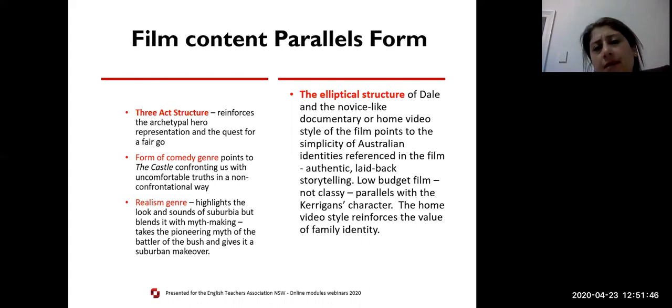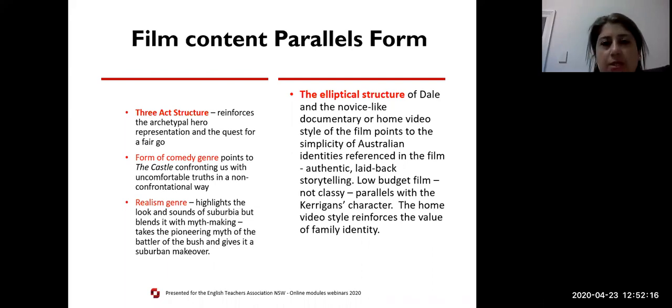And the other important thing to look at with this particular film is that it's very much a family video, not a holiday video, a family video, a home video. It's set up like that, and that creates the novice-like documentary feel. It's authentic, laid-back storytelling. It looks low budget because it is low budget, but it's also a working class film. It is told by a working class persona.